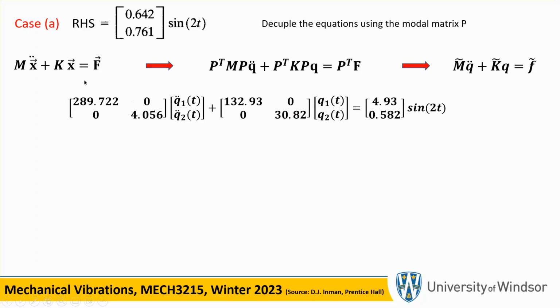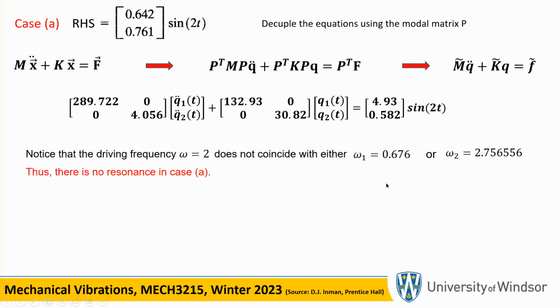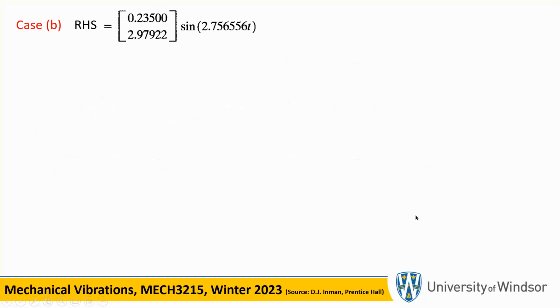So there is the modal mass matrix. This is M tilde right there. This is the modal stiffness matrix, K tilde. Notice that they are diagonal. And this thing, remember, it was P transpose times F. We already had F. We put the P transpose, you get this. Now, this right-hand side does not match either one of these two frequencies. So definitely we're not dealing with the resonance case to begin with. No problem. Now let's go to the other situation.